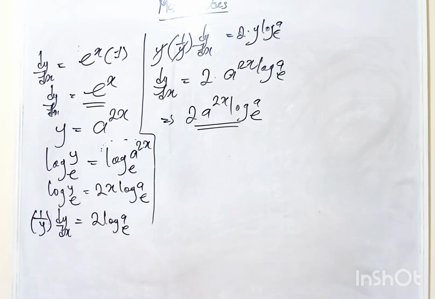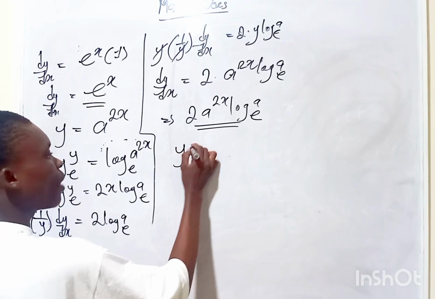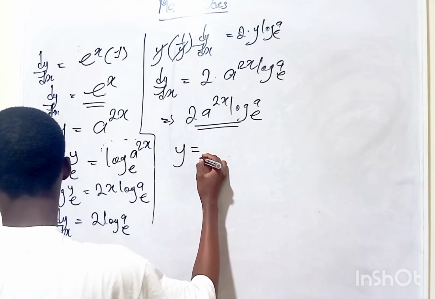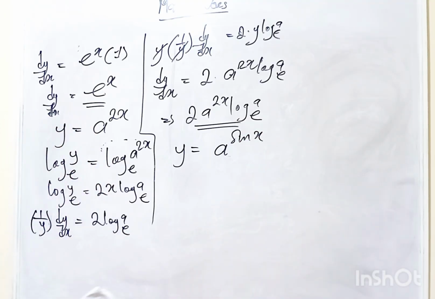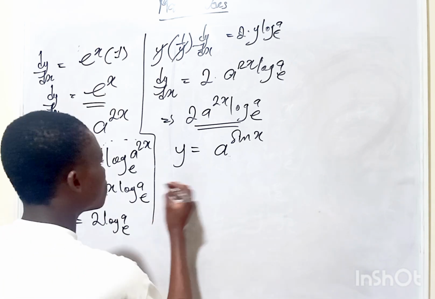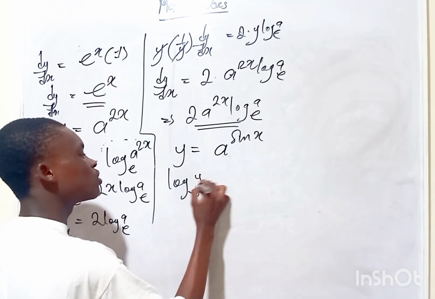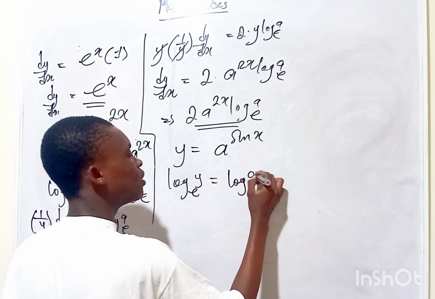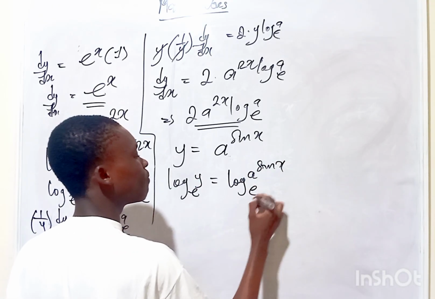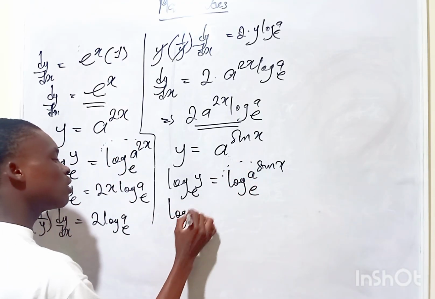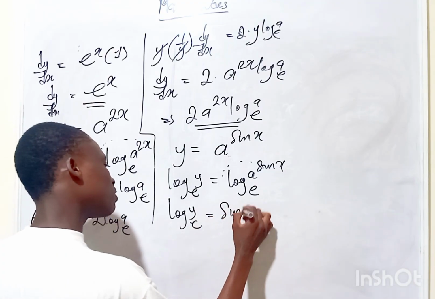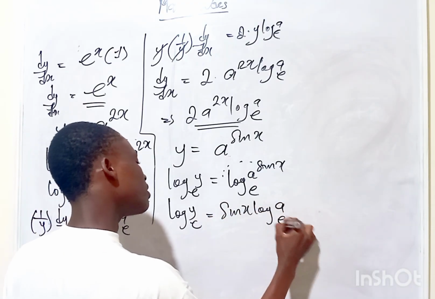All right, so what if we are given the next one to differentiate, y equals this exponential function a raised to sine x? What do we do? First of all, apply log base e to both sides as we usually do. That's what we should do first. Now this power here is coming downward, so we have log y base e equals sine x log a base e.